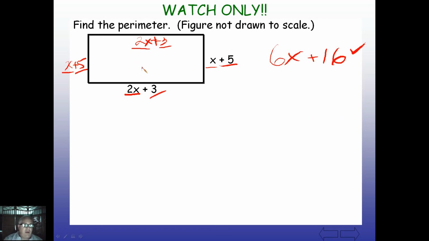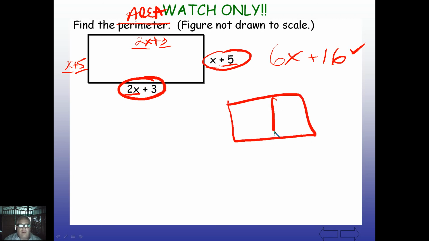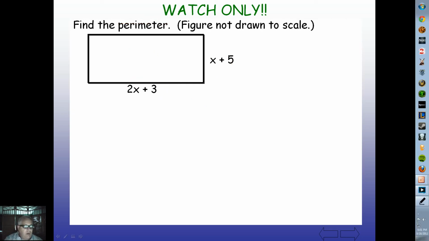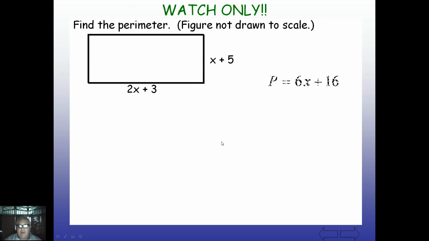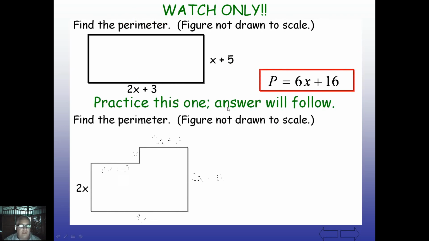Perimeter is different than area. If this said find the area, we would multiply this guy by this guy, and that would bring us back to a 2 by 2 box, yes? So for area, we would multiply length and width, just like any other rectangle. But in this case, let's check our perimeter. Looks like our perimeter is indeed 6x plus 16.